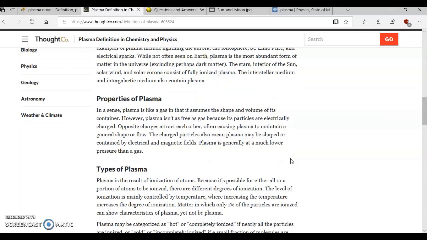Properties of plasma. In a sense, plasma is like a gas in that it assumes the shape and volume of its container. However, plasma isn't as free as gas because its particles are electrically charged. Opposite charges attract each other, often causing plasma to maintain a general shape or flow. The charged particles also mean plasma may be shaped or contained by electrical and magnetic fields. Plasma is generally at a much lower pressure than a gas.